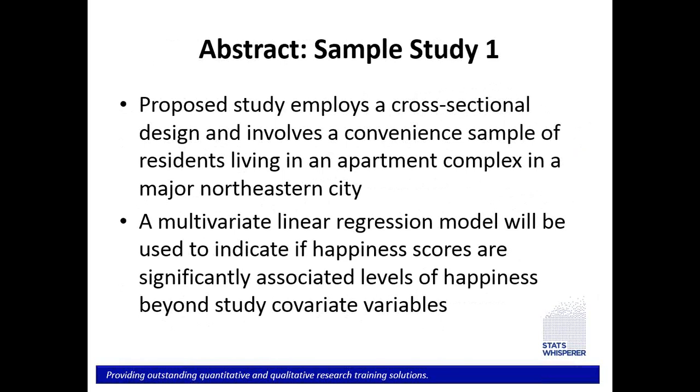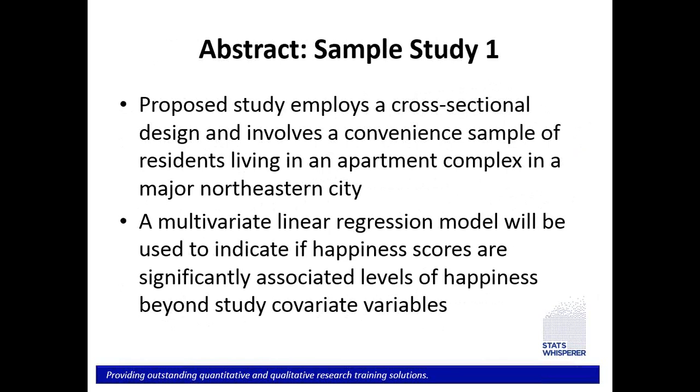For example, if we look at sample study 1, we could say the proposed study employs, right, a cross-sectional, just the study design, a cross-sectional design, and involves a convenient sample, right, so that's the sampling method, of residents in an apartment complex in a major northeastern city. And there's the context, right? It's an apartment complex in a major northeastern city. So you're talking about pet ownership. How is pet ownership different in the context of an apartment complex in a city relative to a house in the suburbs or a rural area, right? So it's important to know the context.